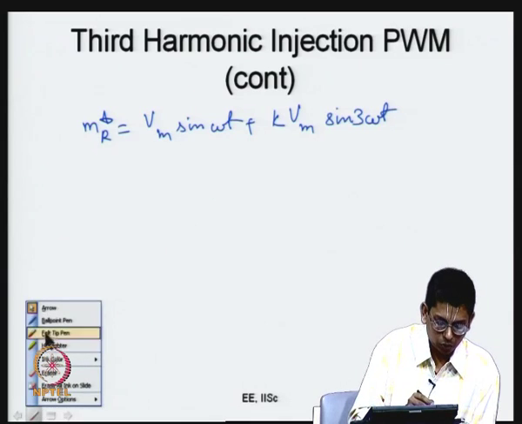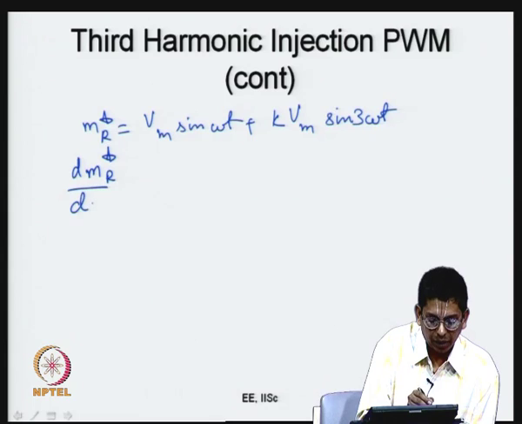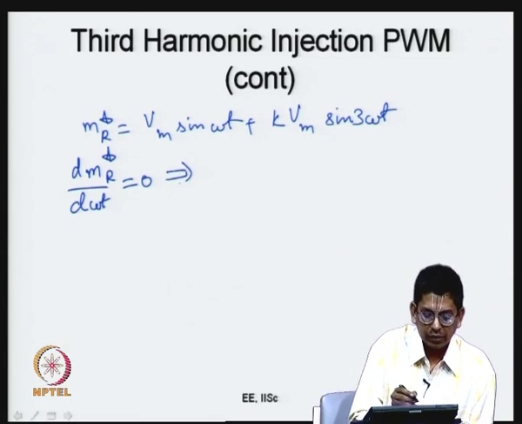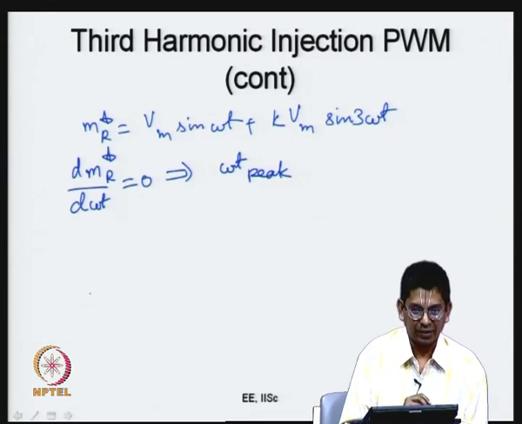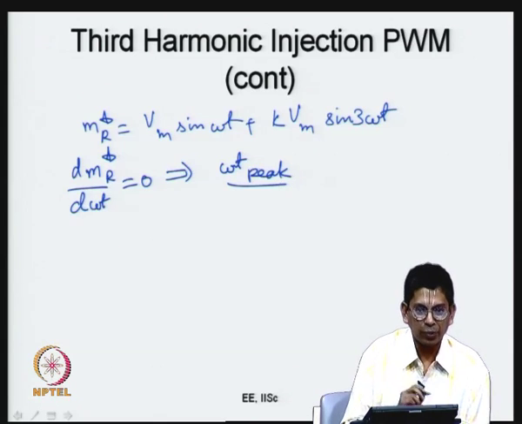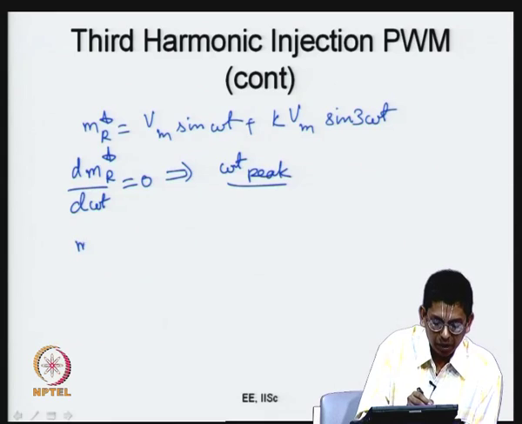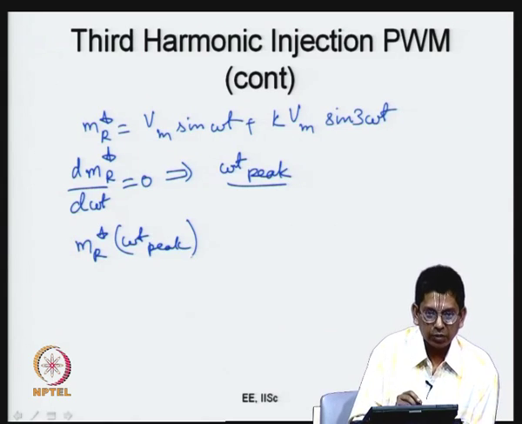Simple, as you would all know, all that you need to do is take d mr star upon d omega t and equate it to 0. If you do this, you will get omega t peak, the instant at which mr star has a peak value. Let us call that instant omega t peak. So, at omega t peak, what is the maximum value of mr star?